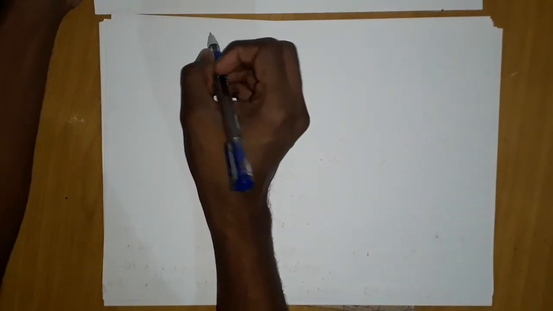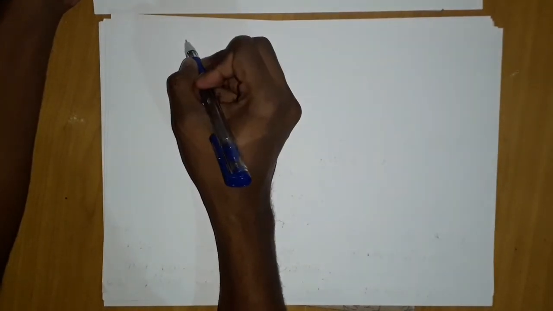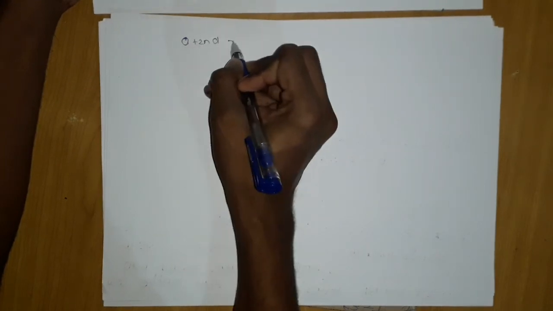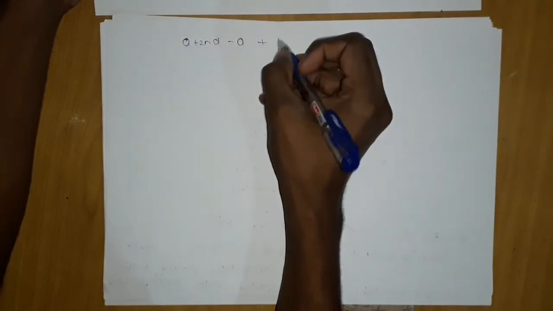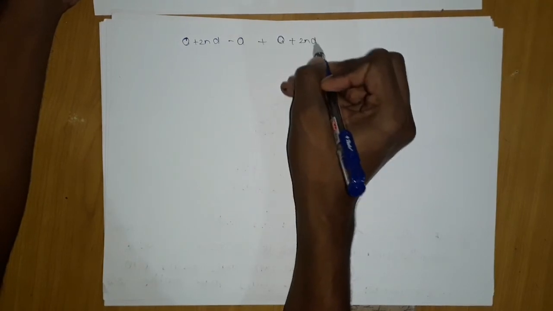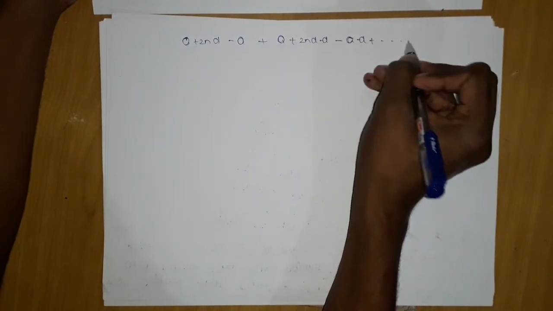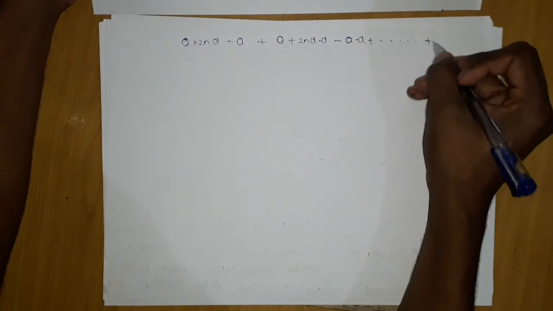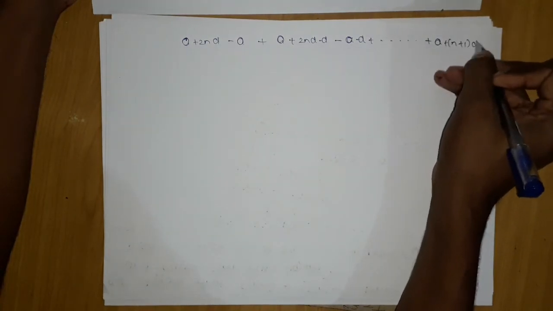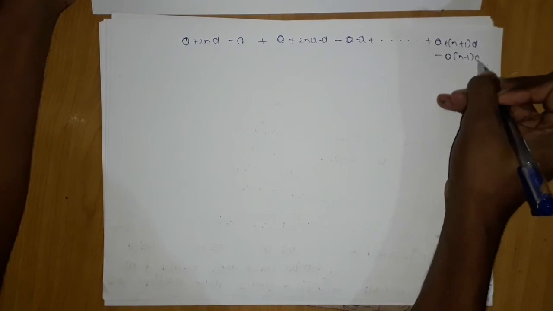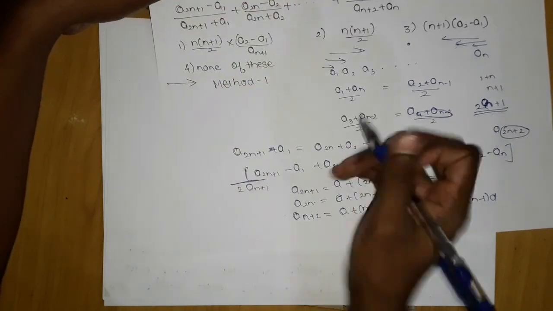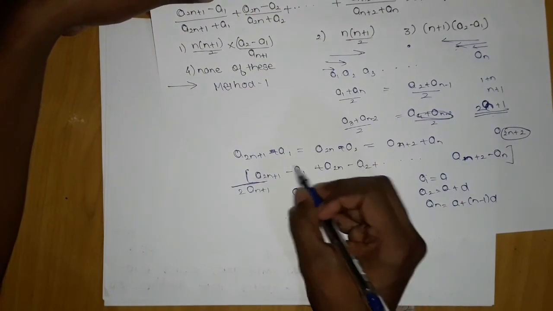Now let's analyze them. Let me take the next page. If we take the next page, let's substitute the values: a + 2nd − a. Similarly in the second one, a + (2n−1)d − (a + d), and so on till the last term, a + (n+1)d − (a + (n−1)d). So what we can see is they are in subtraction, the numerator. Okay, I was observing the wrong thing.